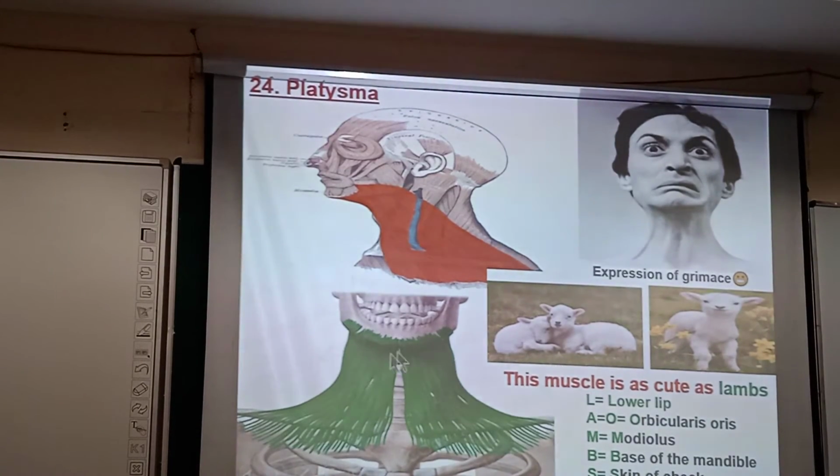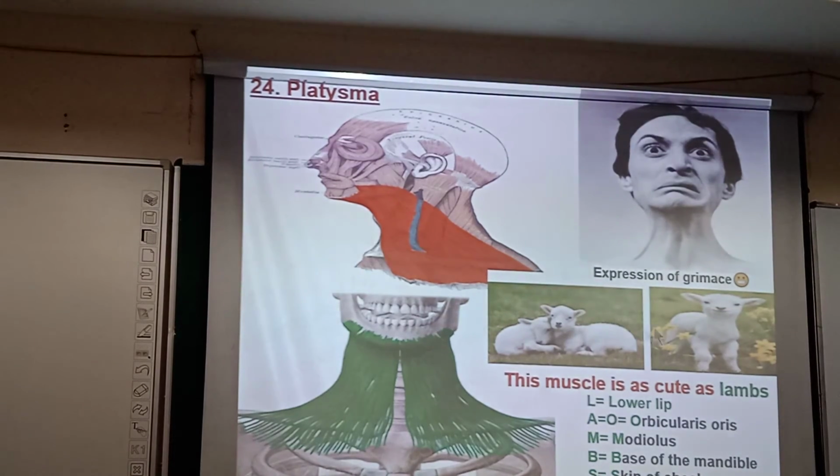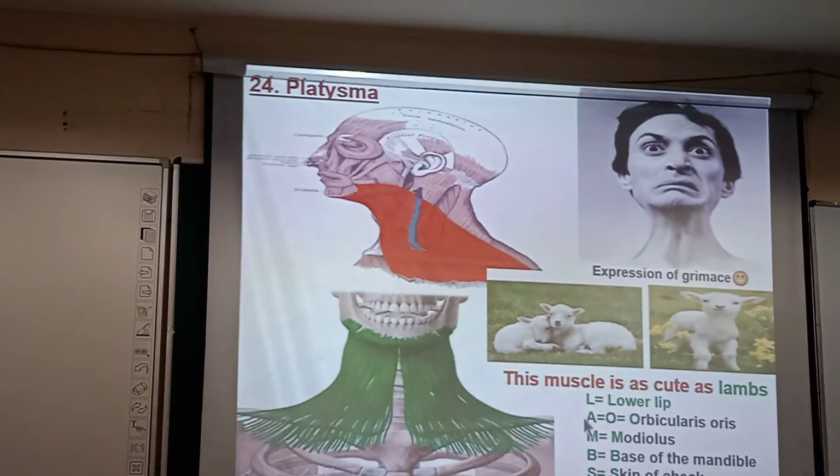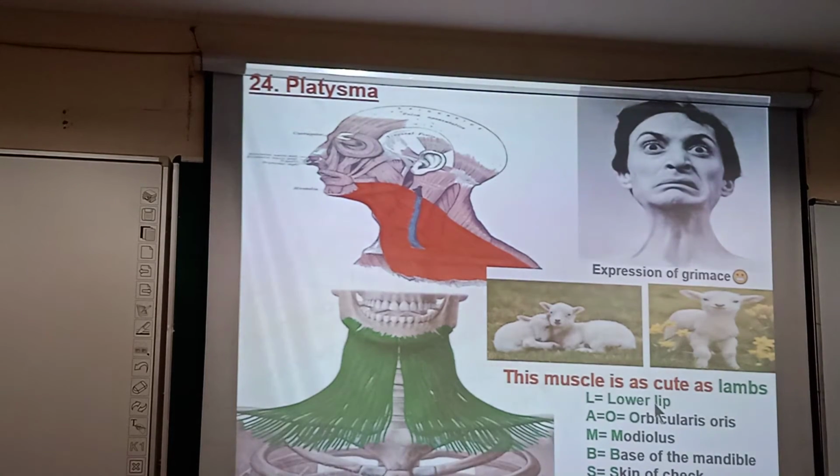Platysma muscle, very important. It takes its origin from the infraclavicular fossa as well as the supraclavicular fossa. This one is the clavicle in the middle, and from the infraclavicular and supraclavicular fossa it takes its origin and gets inserted over a wide region. This muscle is very much similar to LAMB. So L, it gets inserted over the lower lip. A, very much sounds like O, so orbicularis oris. M for modiolus, B for base of mandible, and S for skin of cheek. Over this wide region it gets inserted.